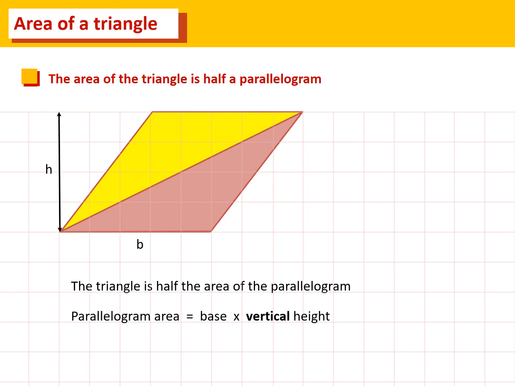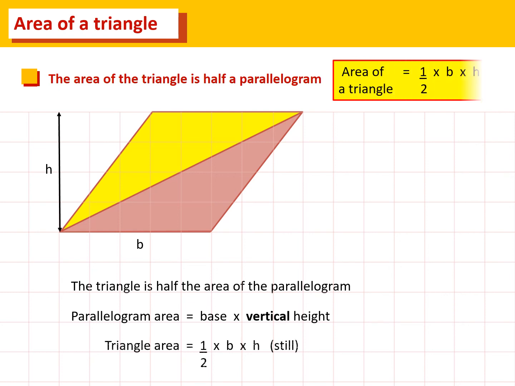And therefore, the area of the triangle is a half times base times vertical height. It is still the same formula. No matter what the triangle looks like, we've seen 3 different types now, but it's always a half times base times vertical height.